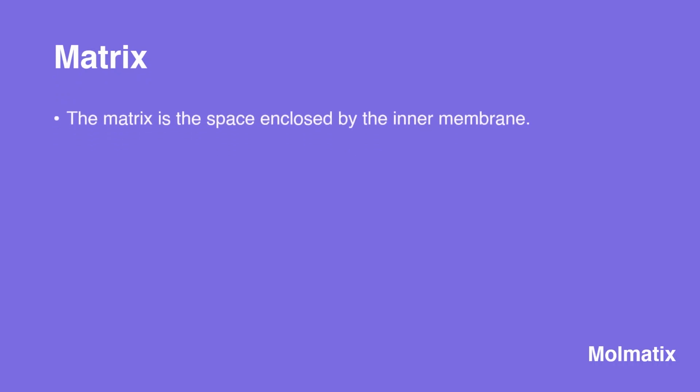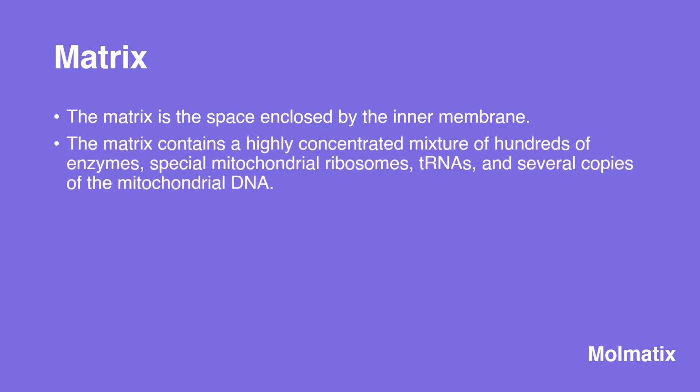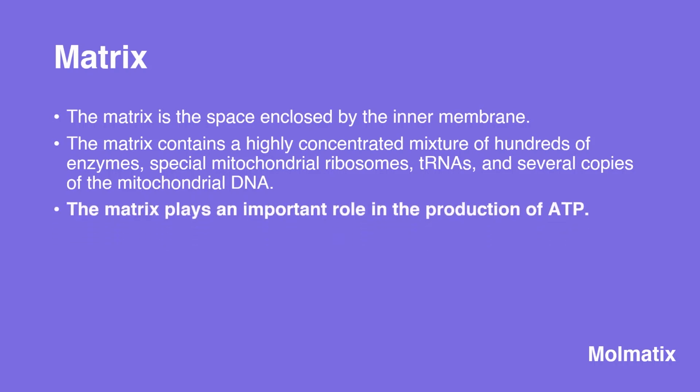Then the matrix. The matrix is the space enclosed by the inner mitochondrial membrane. The matrix contains a mixture of hundreds of enzymes, special mitochondrial ribosomes, tRNAs, and several copies of the mitochondrial DNA. The matrix plays an important role in the production of ATP.